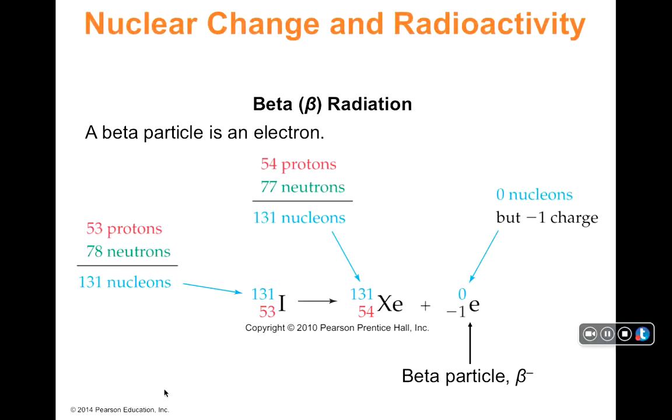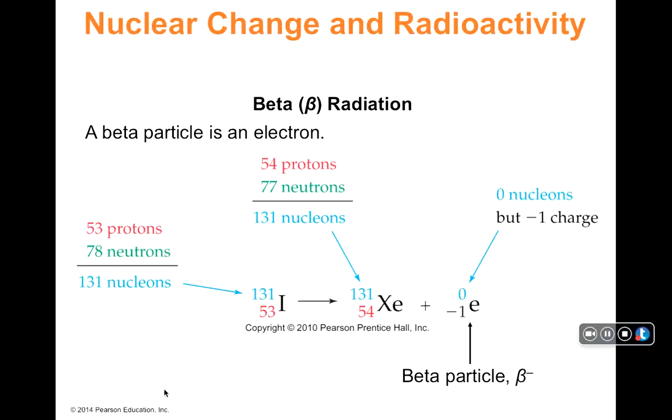Why? Because I need to sum to the same number on the left and the right. Notice that I have 53 on the left, so I need to have 53 on the right. If I have -1, that other number must be 54 to give me the total of 53. You cannot have charges, so the number has to be the same on both the left and right. And again, there's 131 on the left. The beta particle has no mass number, so it remains 131.